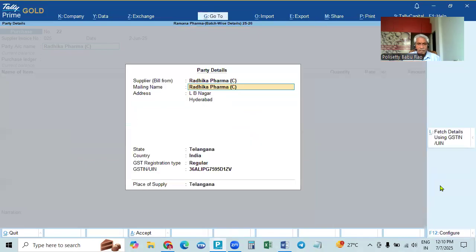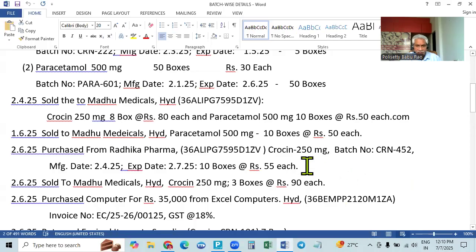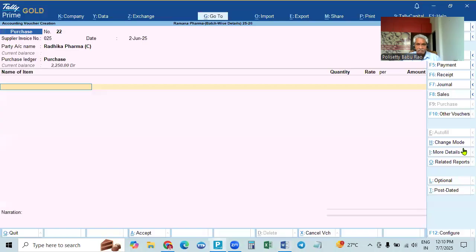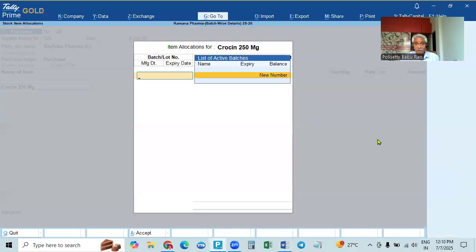So creditor. This is a local purchase, and the purchases we made: Crocin 250 mg, batch number, and we purchased 10 boxes. For Crocin we purchased, see here, a new number, because the old one is expired. There is no stock, it is expired. It was expiring on 31st May. Now we are purchasing on 2nd June, so they are already expired. There is no balance, so it will not show in the voucher.